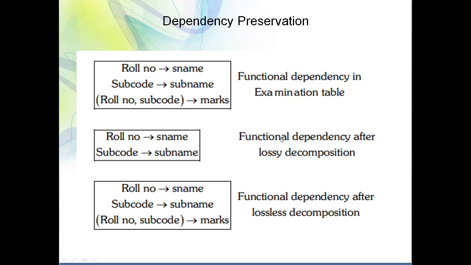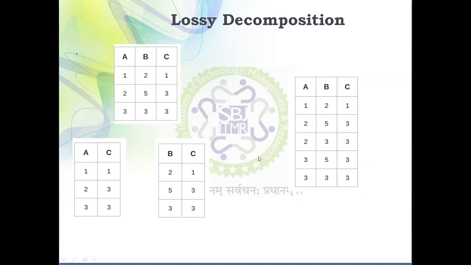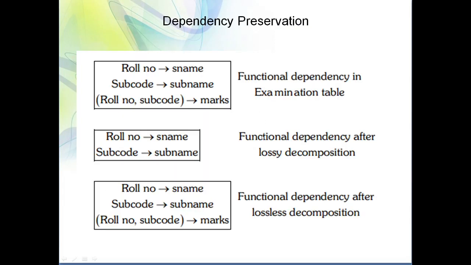And these are the functional dependencies after lossy decomposition. So in case of lossy decomposition, what dependencies do we obtain? Roll number determines student name and subject code determines subject name. But we lose one dependency over here: the combination of roll number and subject code determining marks. So this dependency we lost. So in case of lossy decomposition, we lose one dependency.